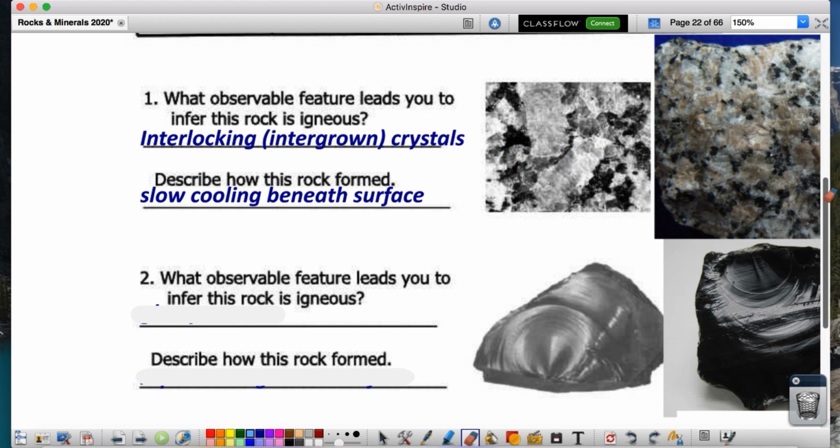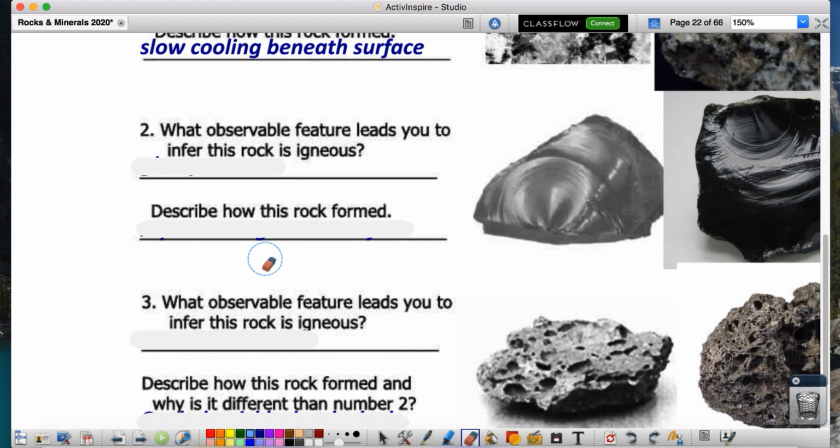Let's go down a little bit. Now, what observable feature tells you that these rocks are igneous? Well, the answer is these rocks have a glassy texture like this. You're not going to find glassy texture in any other kind of rock but igneous. Now, please describe how a rock with a texture like this would have formed. Pause the video if you must. And the answer is rapid cooling above the Earth's surface.